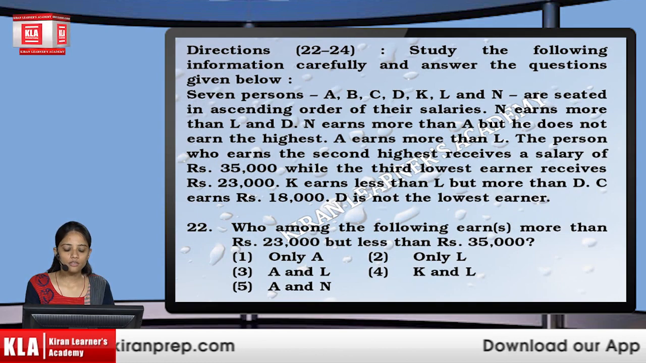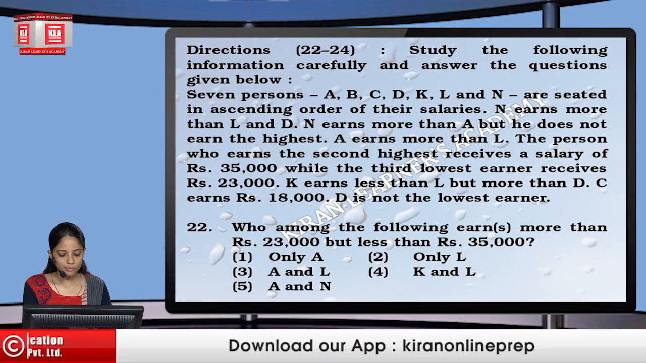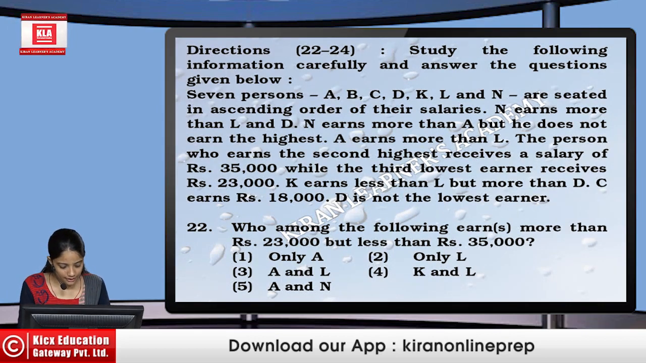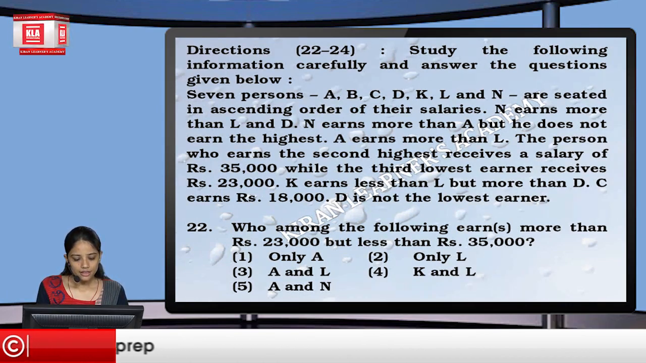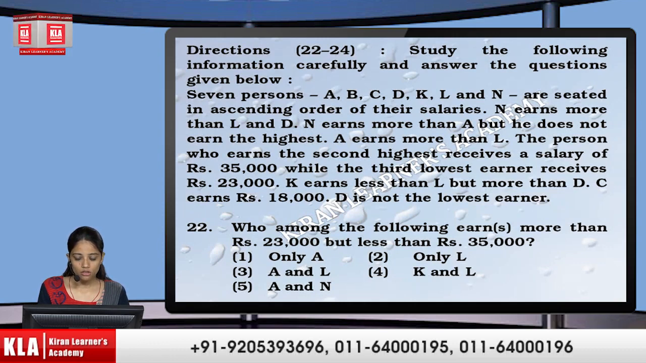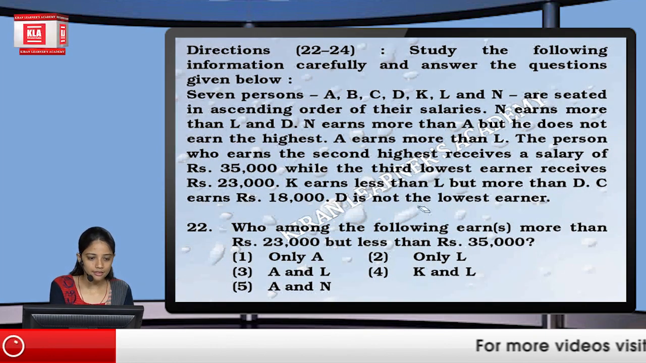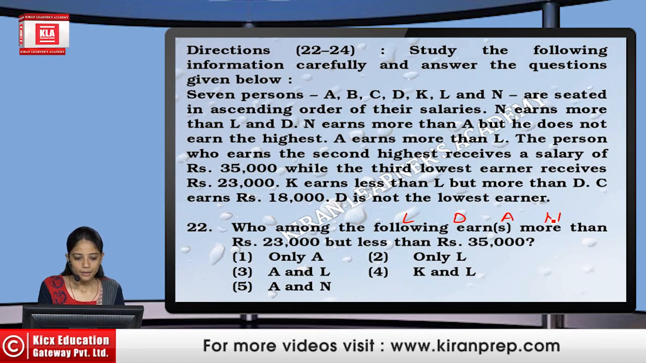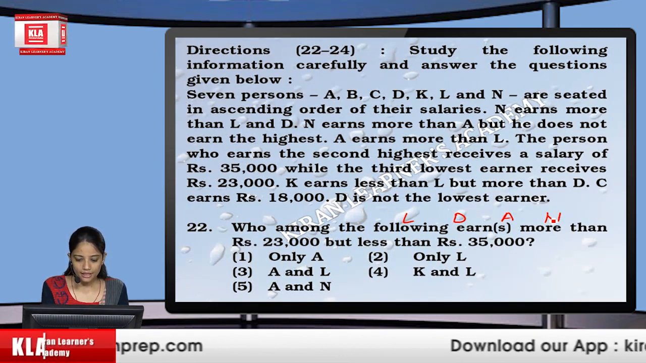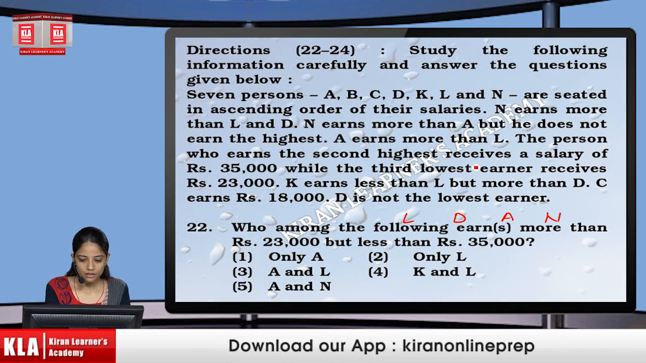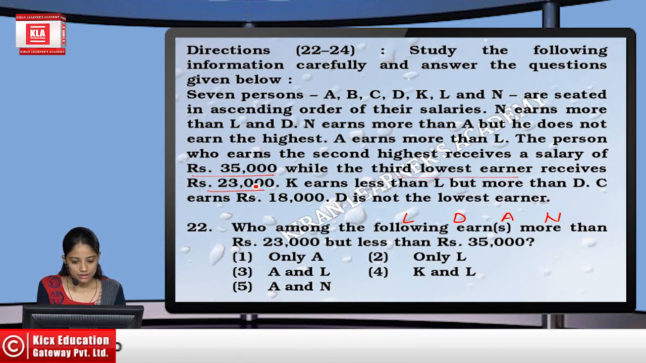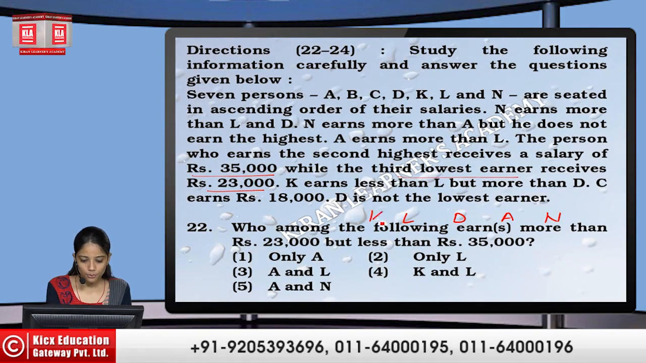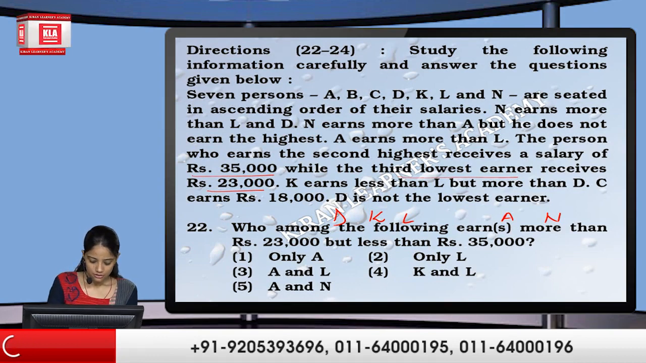Next we have, again, 7 persons. They are sitting in the ascending order of their salaries. So let's make an arrangement. N earns more than L and D. Next, N earns more than A, but he does not earn the highest. So we have N more than L also. It's an ascending order. So we are going to mark it as L, D, A, also less than N. A earns more than L, that is okay. The person who received the second highest salary receives this much, while the third lowest received this much. K earns less than L, but more than D. So D should be over here. So the sequence is somewhat like this.